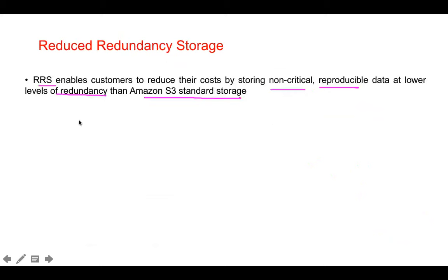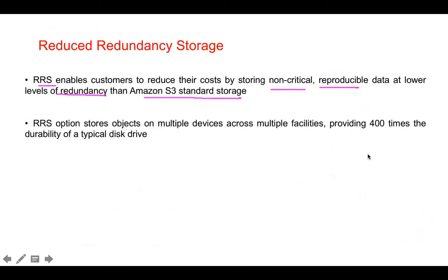Sorry about that. So if you can reproduce your data, if the data is non-critical and you are too concerned about the prices, then go with the RRS because it costs you less as compared to the standard storage. RRS option stores objects on multiple devices across multiple facilities, providing 400 times the durability of a typical disk drive. Even though the RRS is not that durable, still it gives you 400 times the durability of a typical hard disk.